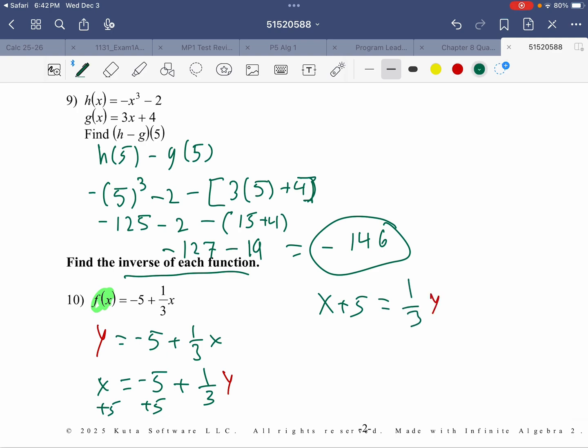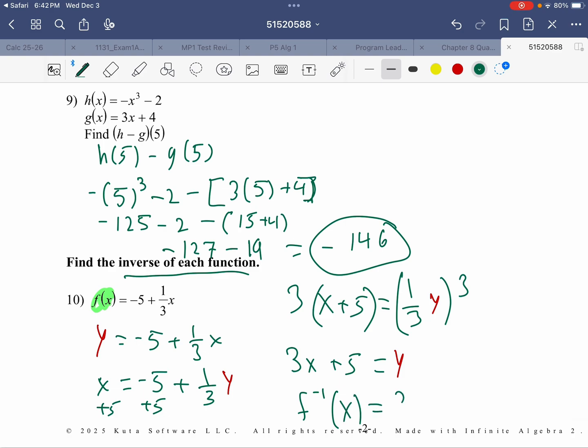And then at this point, to undo multiplying by 1/3, I'm going to multiply by 3 to get 3x plus 5 is equal to y. The last step is going to be replacing y with f inverse, or it looks like you're raising the function to a -1 of x is equal to 3x plus 5.